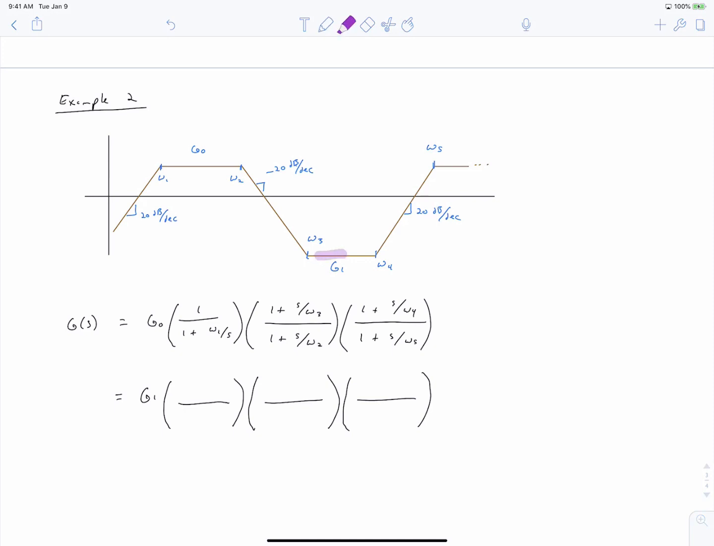Okay, walking to the left from G1, we encounter an inverted zero at omega 3, an inverted pole at omega 2, and an inverted pole at omega 1. And so walking to the right, we can see that we encounter an inverted zero at omega 4, which I've already labeled down here, and an inverted pole at omega 5, and I can see that I have a small mistake, and your inverted pole at omega 5.